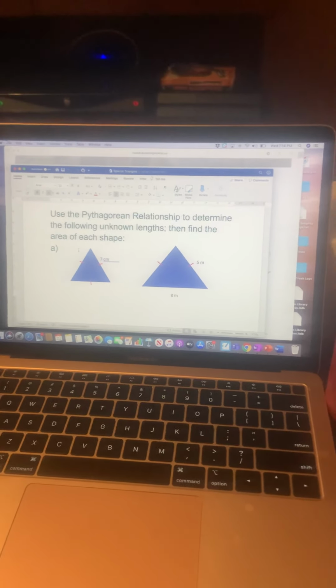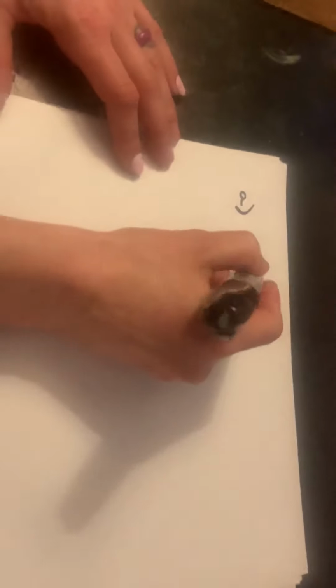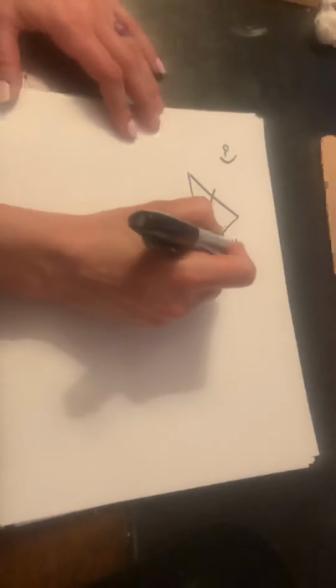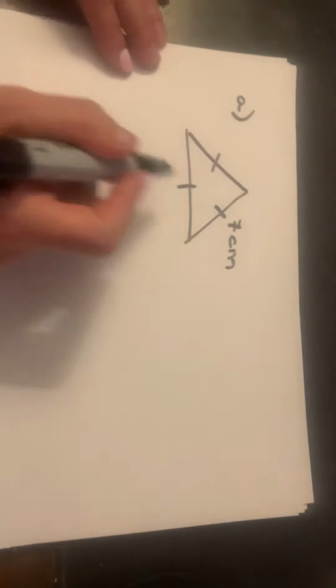So the first one is here. I'm going to draw it here. So good idea for you to draw it too, actually. So we got an equilateral triangle, which we know because 1, 2, 3. So they only give us one measurement, 7 centimeters. So the question is, they want you to get the area of this.